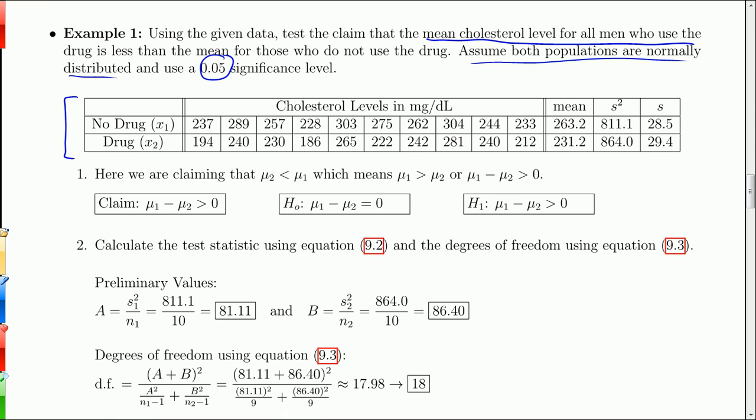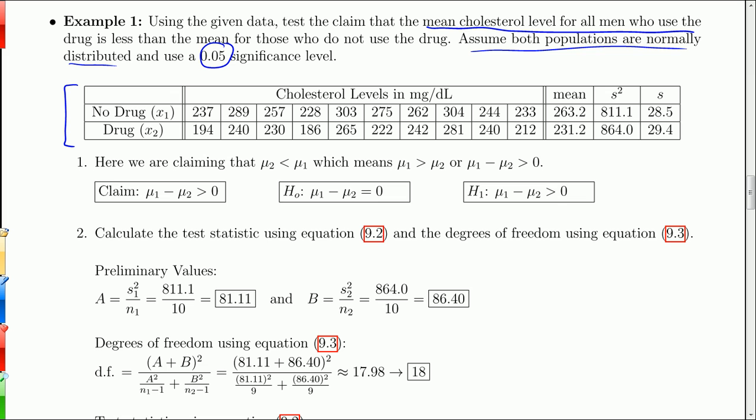Okay, so we are basically claiming that the drug group is lower than the no drug group. So we're saying that mu2, the mean for all drug users, is less than mu1. Another way of writing that is that mu1 is greater than mu2. We're saying that the no drug group has a higher mean than the drug group. But I got to get this with a 0 on one side or the other.